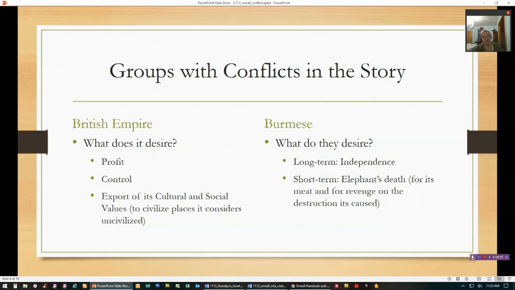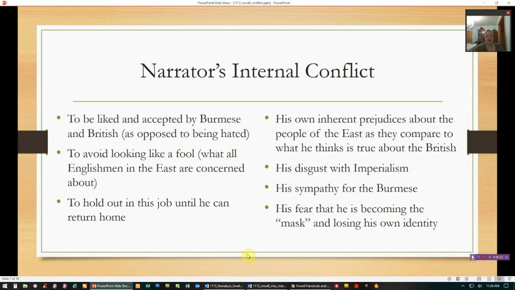For the Burmese, the people who are conquered in this story, their long-term goal is independence, right? They want to be free. They want their country back. Short-term goal, we have the elephant's death in this, and we'll talk about that when we get to the story. They want this rogue elephant taken care of, and the narrator gives them many motivations for that: entertainment, the food, right? Maybe some kind of revenge for the destruction that it's caused. Right. And so now let's look at the narrator.